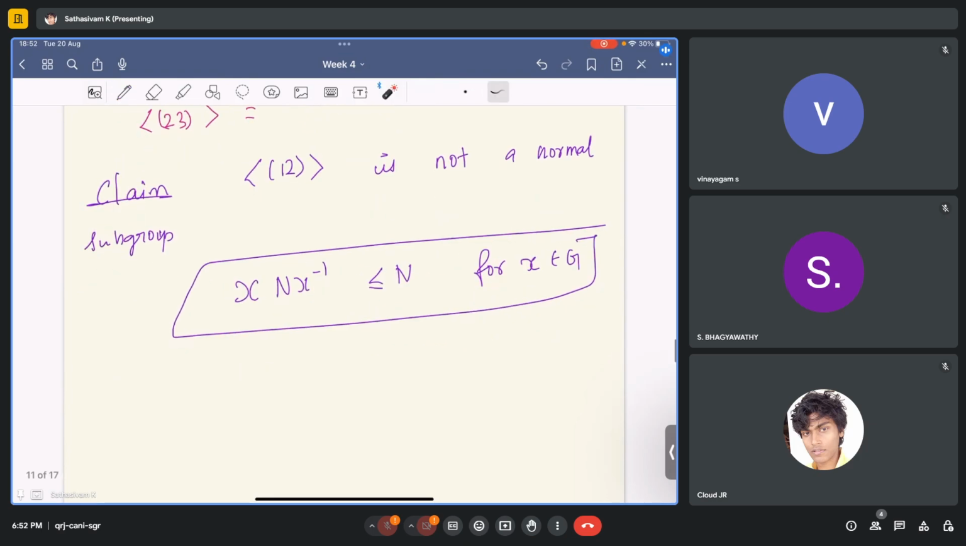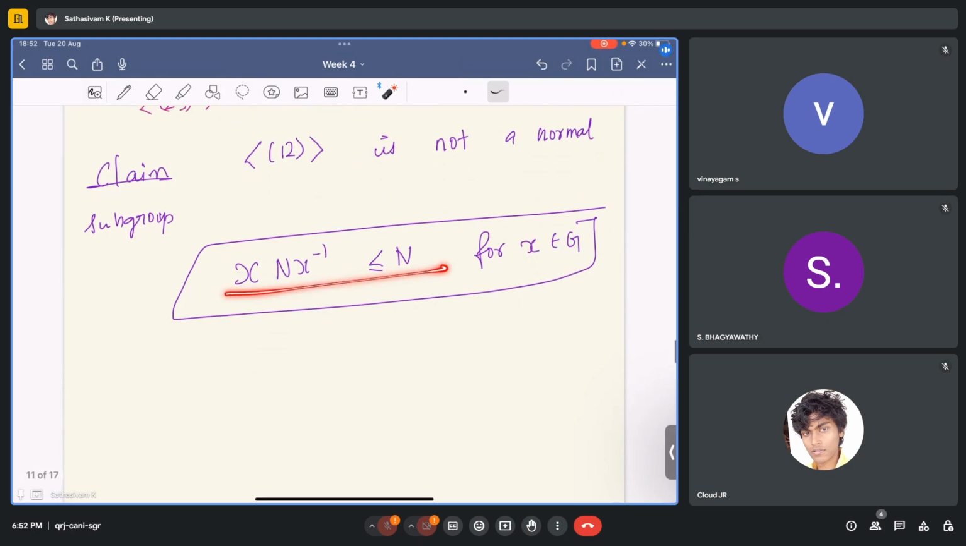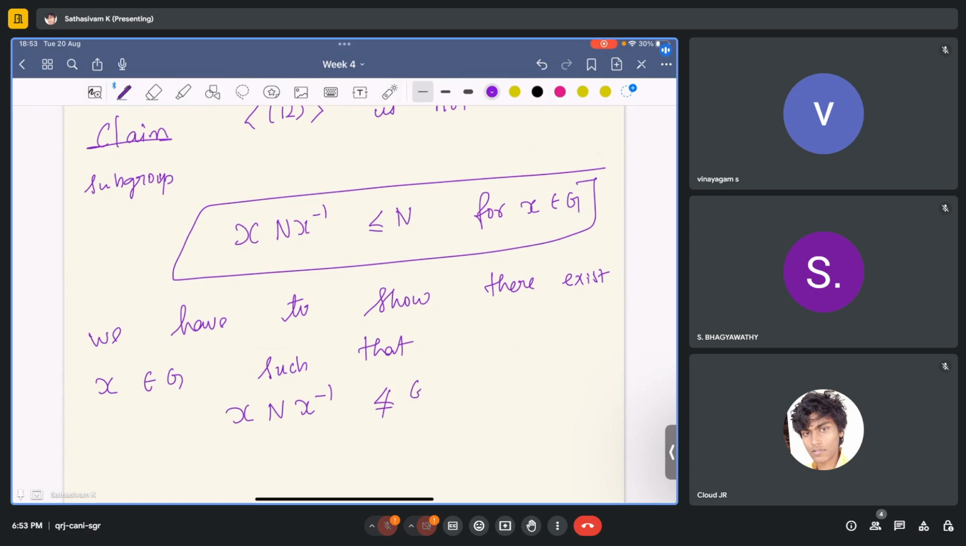And I am claiming here something is not normal. That means I have to produce an x here. So I have to say there exists an x such that this is not possible. Okay. So what we have to show? We have to show there exists x in G such that this is not correct, that's not contained in N.